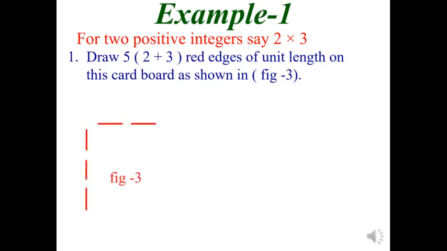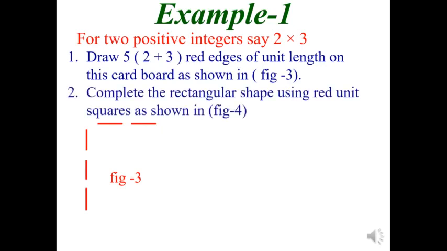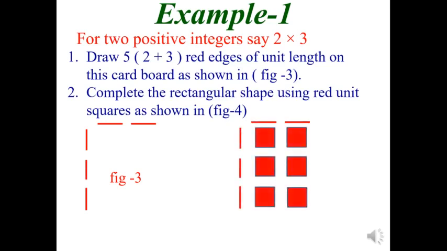Look at the figure. So this is figure 3. Like this we have to draw 5 red edges. Then complete the rectangular shape using red unit squares as shown in this figure. Like this, we have to complete the rectangle by filling with red squares. Each red square represents plus 1.